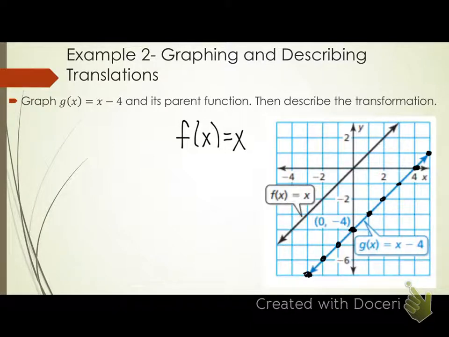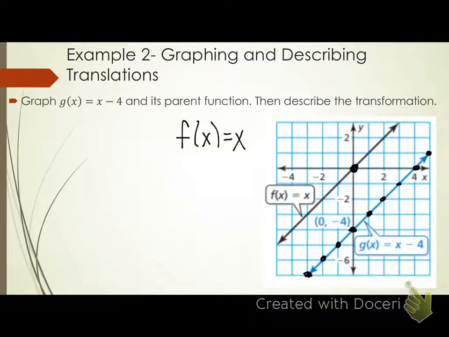A parent function of a linear function is f of x equals x. So this is the graph of our parent function right here. This is still slope-intercept form. What's my y-intercept? Zero, because there's nothing being added to it, correct? So the y-intercept is zero.